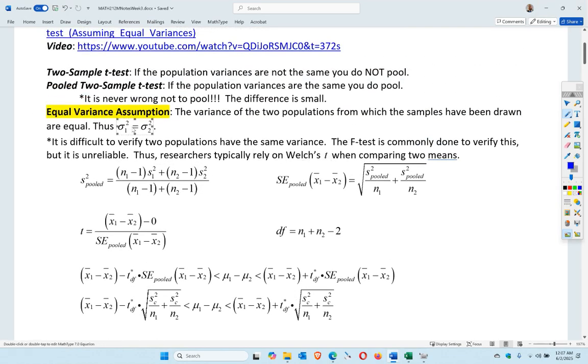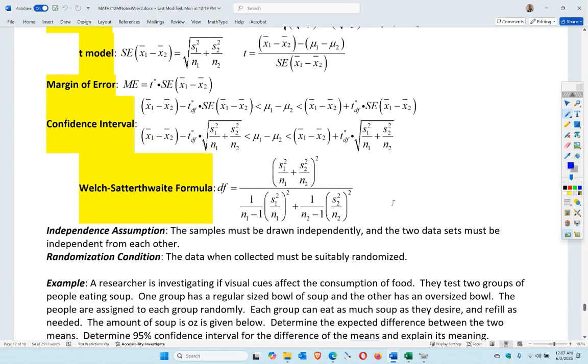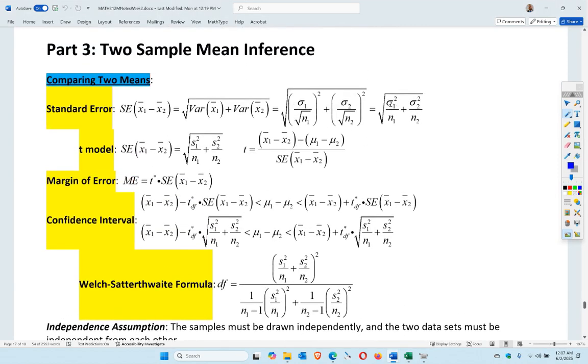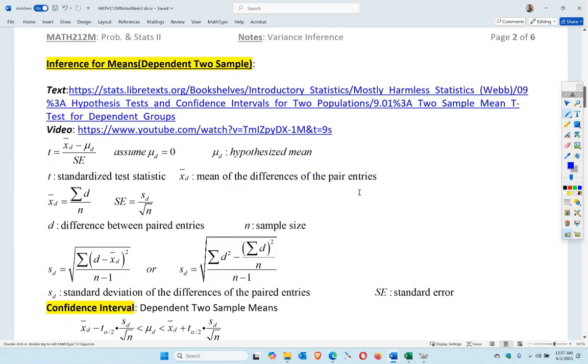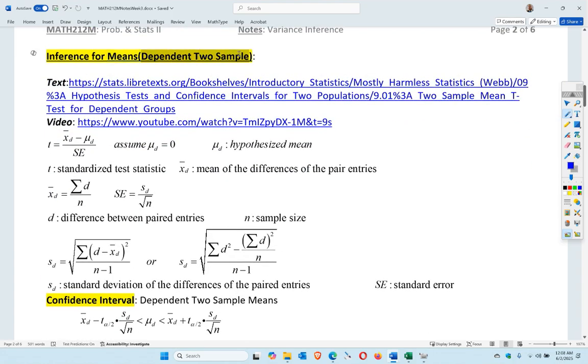Do they have the same standard deviation? I don't know about the bowls of soup. I have no idea, okay? But we didn't pool them together. So when we did the soup one, we did the standard deviation of the small bowl, regular bowl and the oversized bowl separately, right? We assumed they were not pooled. If we did pool them together, we would just take the whole thing as one data set and figure out the standard deviation.